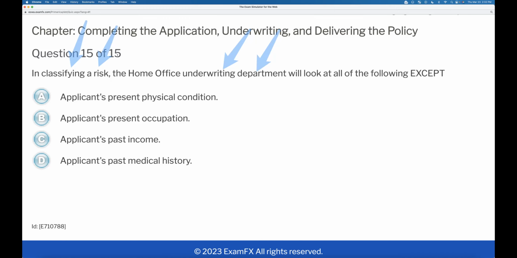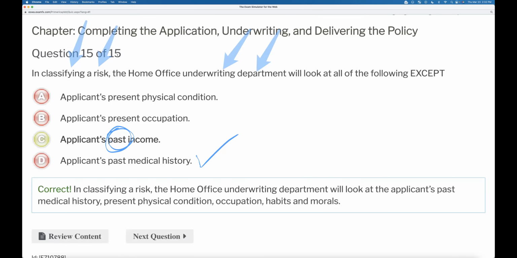Applicant's present physical condition, applicant's present occupation, applicant's past income, applicant's past medical history. Has medical history? Yes. Present occupation, they do that. Past income? Look at that. They don't care about your past income. You see that? Underwriters don't care about the past. They care about the now. How are you doing right now?